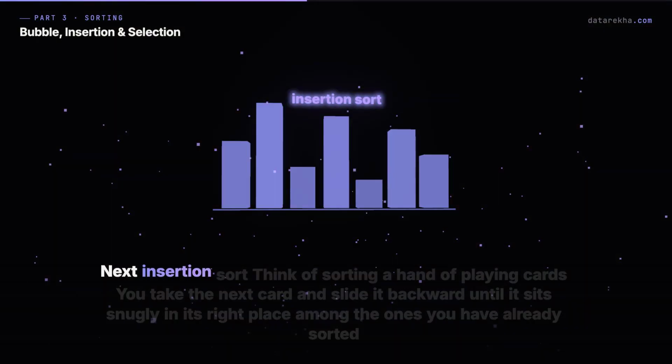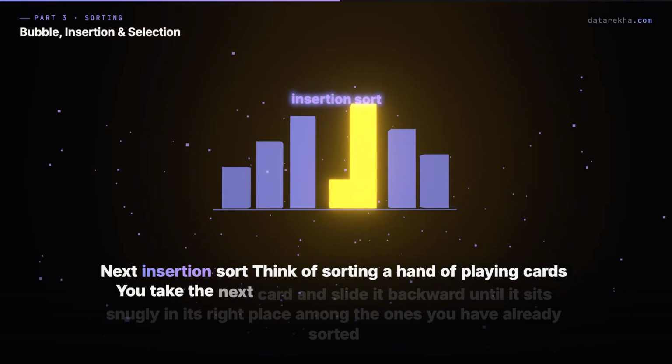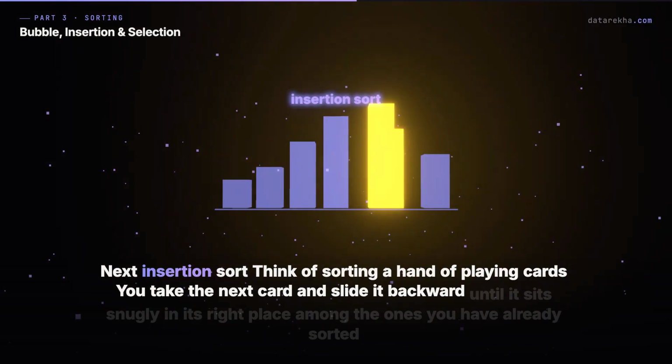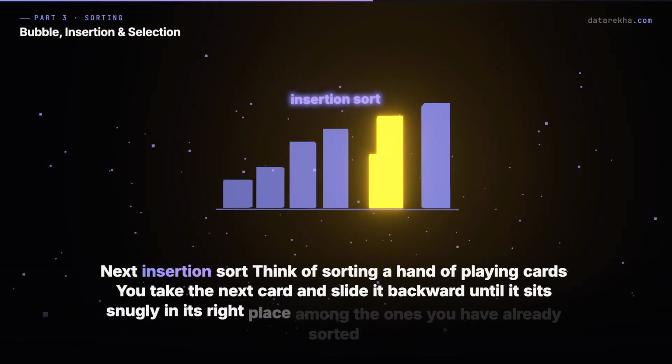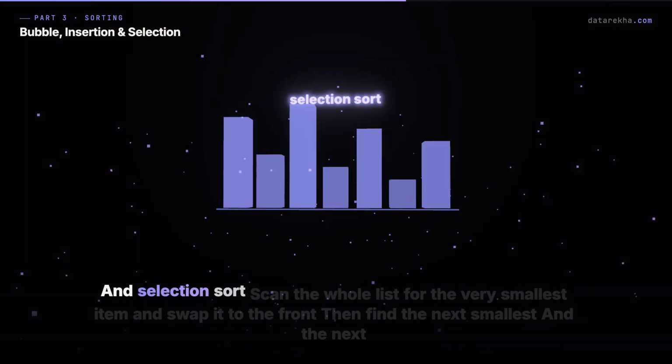Next, insertion sort. Think of sorting a hand of playing cards. You take the next card and slide it backward until it sits snugly in its right place, among the ones you have already sorted. And selection sort.